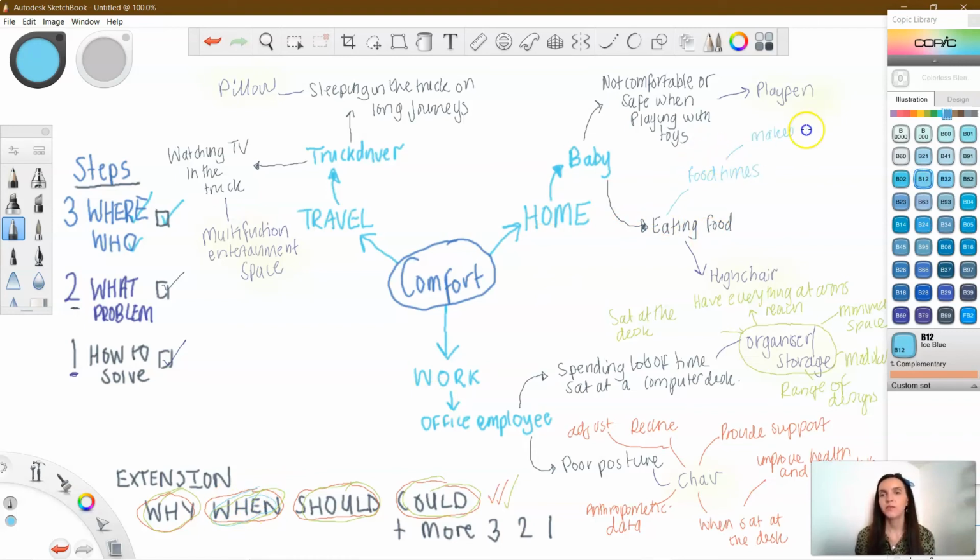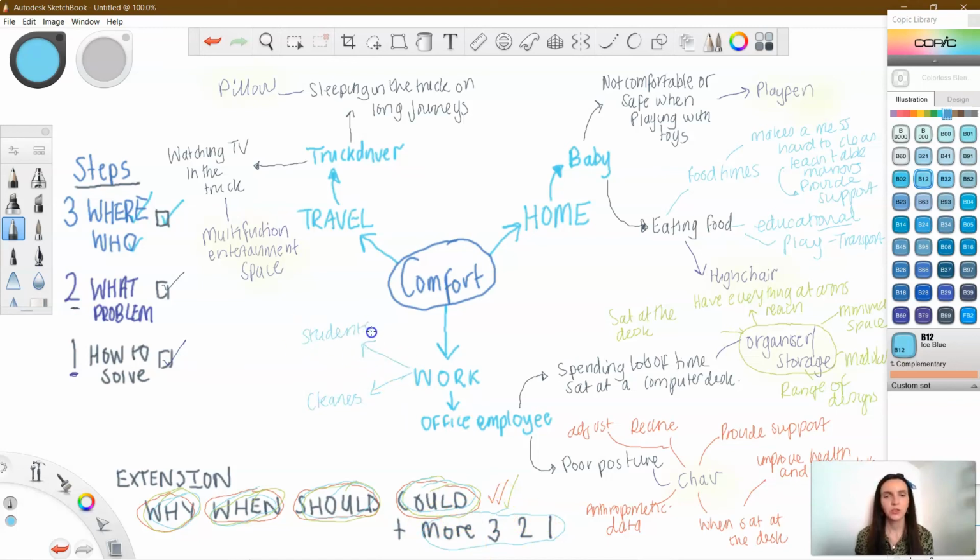A baby eating food at food times, it makes a mess and it's hard to clean. So why? Because we want to teach them some table manners, but maybe also provide support. Okay, it could also provide some education, some play, or it could also be used for transport, so maybe I want to take it elsewhere.